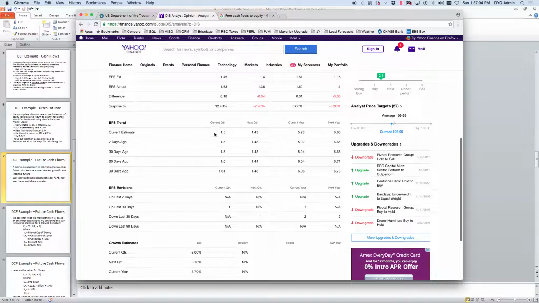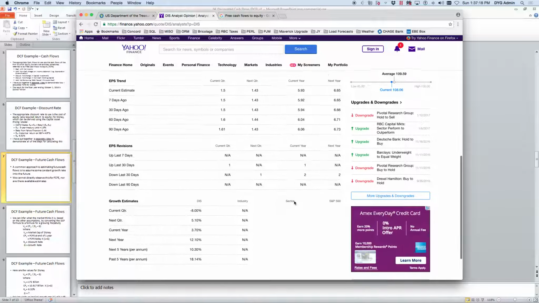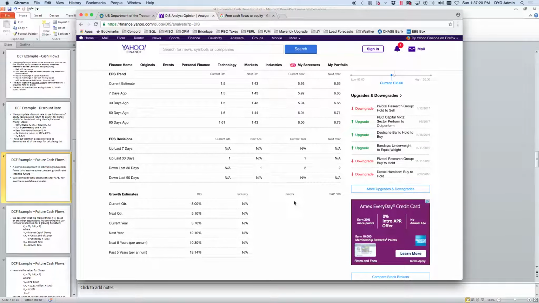The trend, current quarter, next quarter, current year, next year, these are giving you an idea of what people think. And again, I guess they think a growth rate of about 10% makes sense. But once again, that's in earnings, that's not in free cash flows. So not sure exactly how that should be translated.